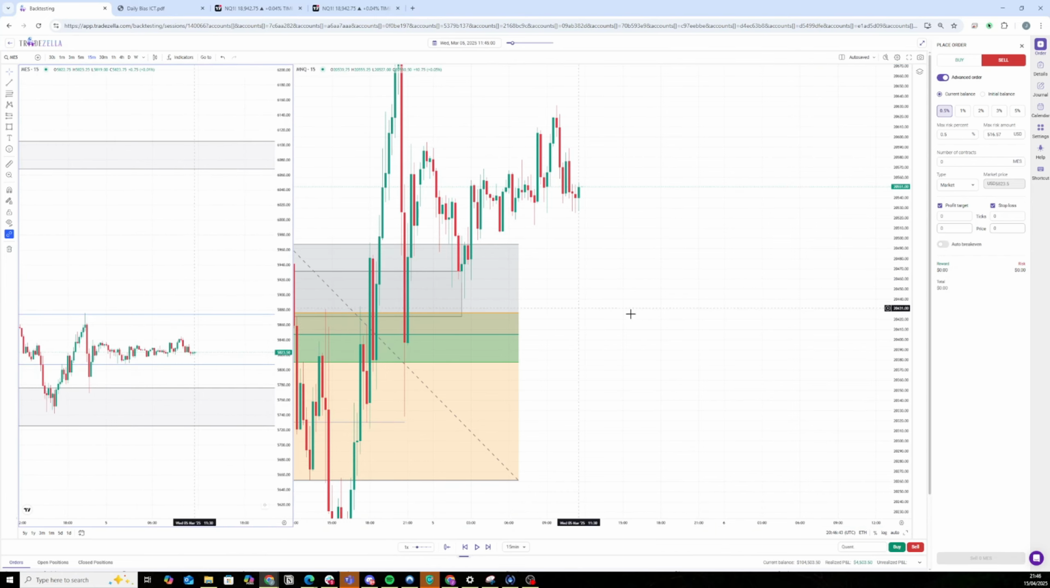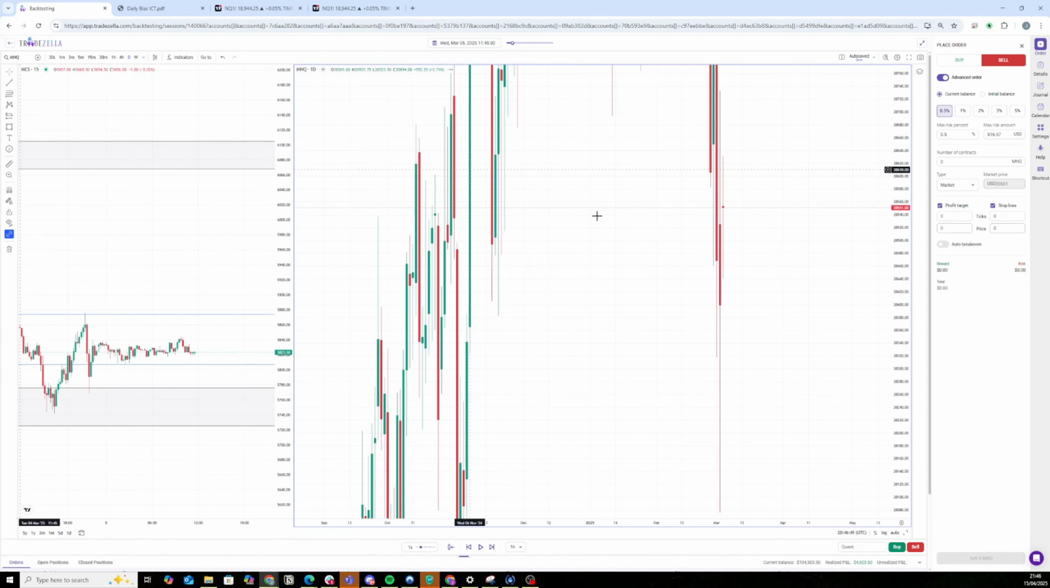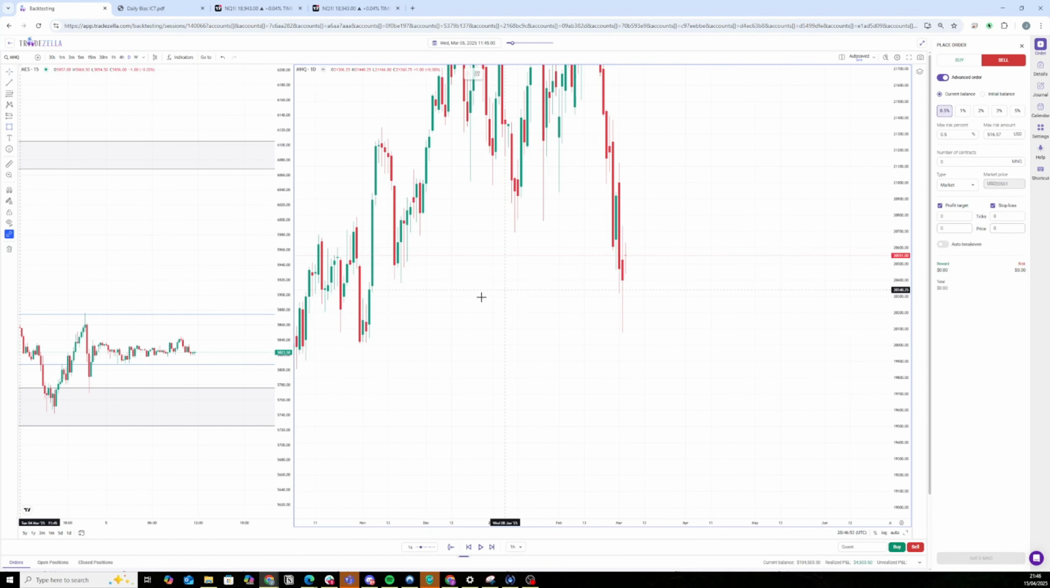So let's just clear our charts again. So thinking about what we just spoke about, okay? On the daily time frame, we tapped into this order block. We took out this liquidity. And we also failed to close below this daily low, okay? So we swept that daily low. We took out this. We tapped into this order block.